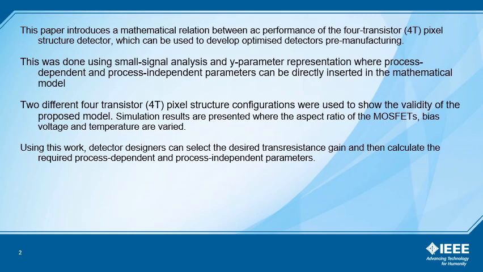Two 4-transistor pixel structure configurations were used to show the validity of the proposed model. Simulation results are presented, where the aspect ratio of the MOSFETs, bias voltage, and temperatures are varied. Using this work, detector designers can select desired transfer resistance gain and then calculate the required process-dependent and process-independent parameters. So why is all this necessary? Let's see in the next slide.